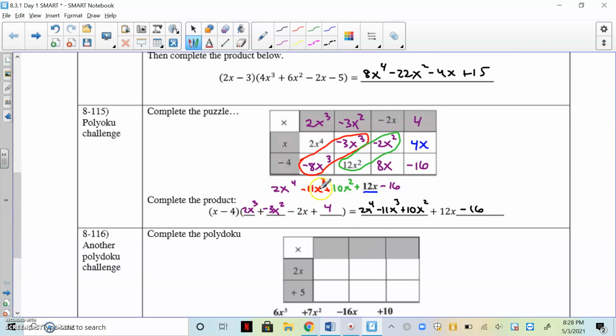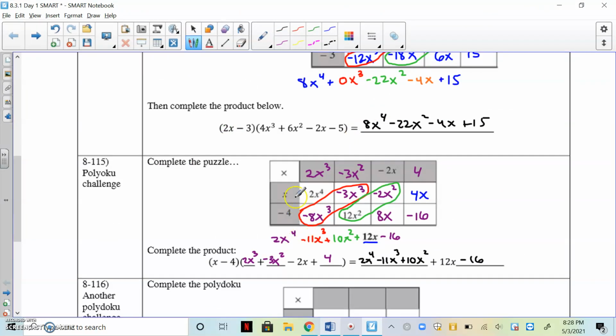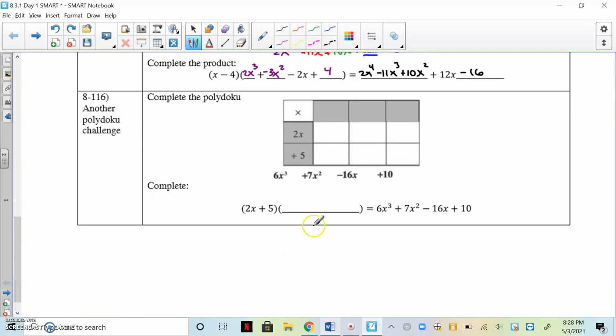Here we basically discovered that when we multiply x minus 4 times this stuff up here, we end up with this polynomial. Let's complete our artwork. All right, on to the next one.